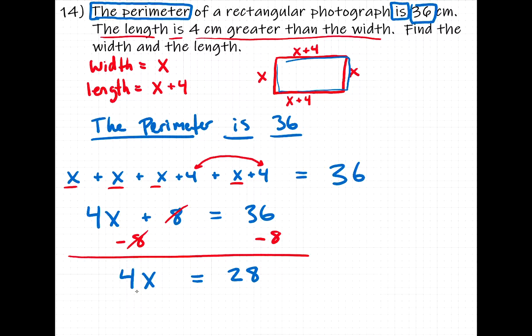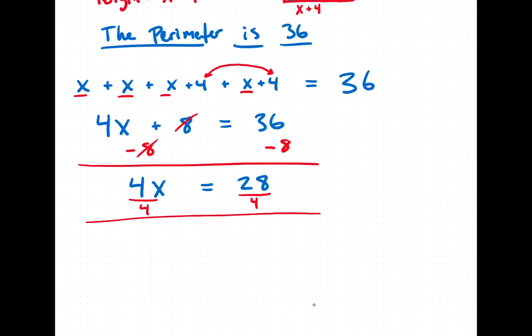Okay. One more step. We've got 4 times x. So let's get rid of the times 4 by dividing by 4. And we'll divide both sides by 4. So we have a times 4, divide by 4. They cancel on the left-hand side, leaving us with just the x. And 28 divided by 4 should give us 7.